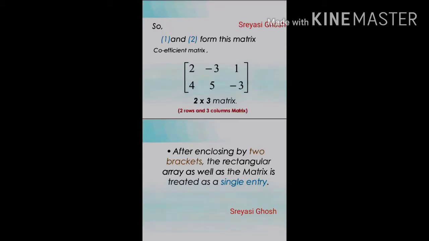Thus the matrix will be a 2 cross 3, that is 2 rows and 3 columns. First we write the number of rows and then the columns. So we have 2, minus 3, 1 in the first row and 4, 5, minus 3 in the second row. Also, when we have a single entry, it can also be considered as a matrix. It will be a 1 cross 1 matrix, that is 1 row 1 column.